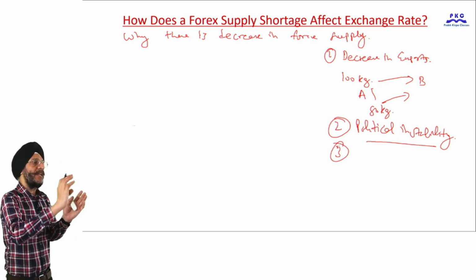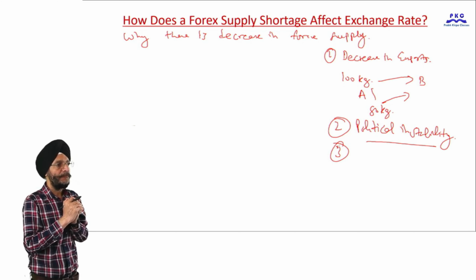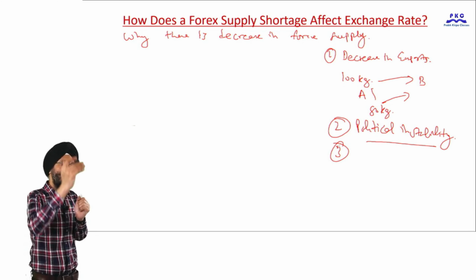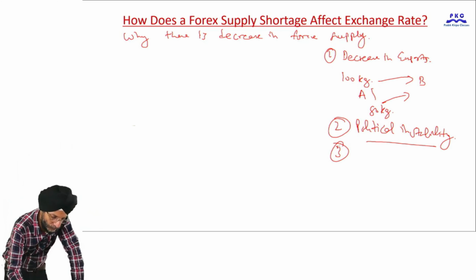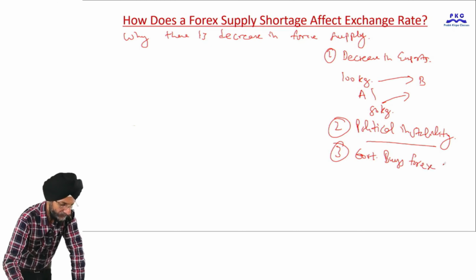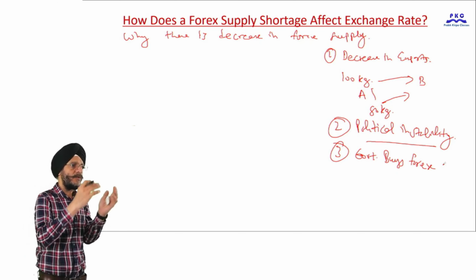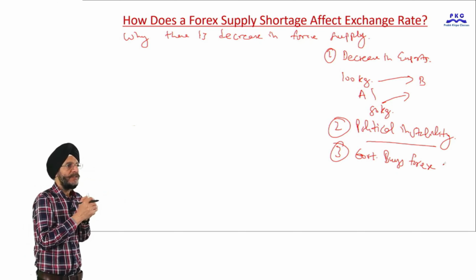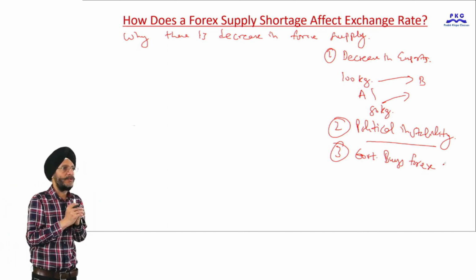If the investment climate in the country is not favorable, then the foreign exchange supply reduces. It may be also possible that the government buys foreign exchange as a part of their monetary or fiscal policy. The government sometimes buys foreign exchange. When it happens, the supply of foreign exchange in the market reduces.